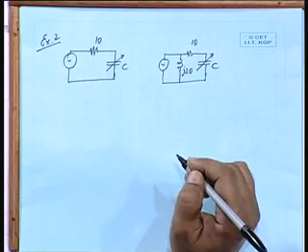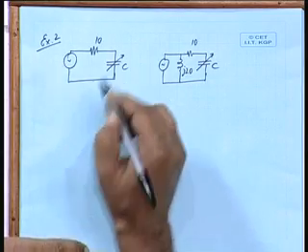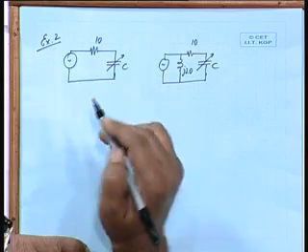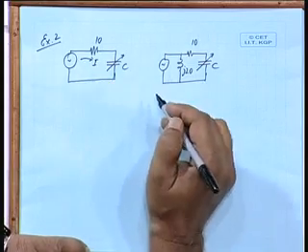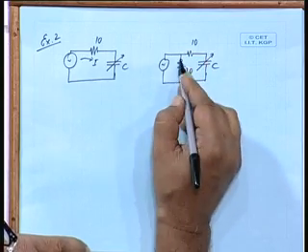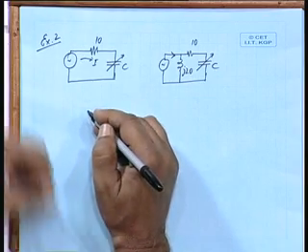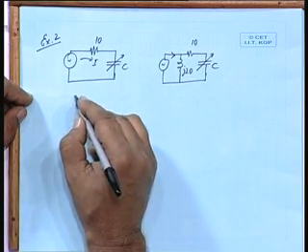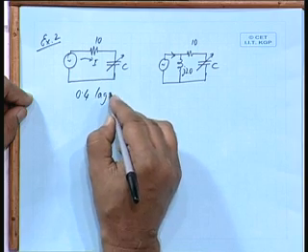The question is, first of all, show the locus of this current. Next, once this locus is determined, next, when is the total current having a power factor of 0.4 lagging?